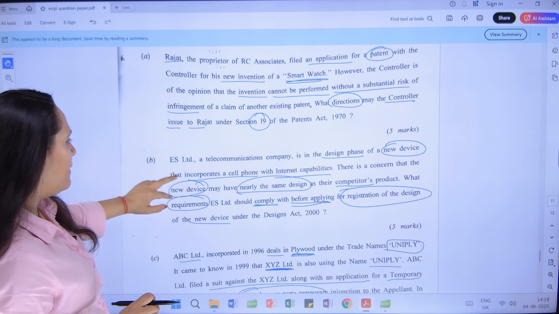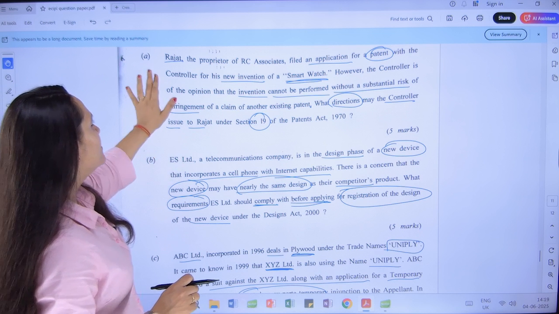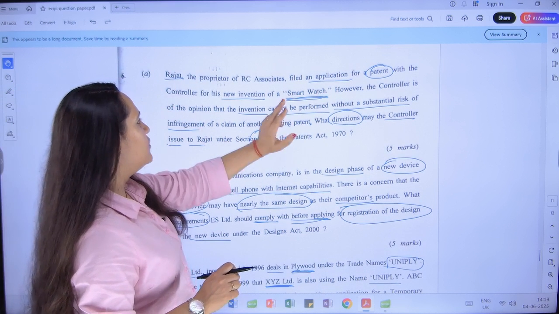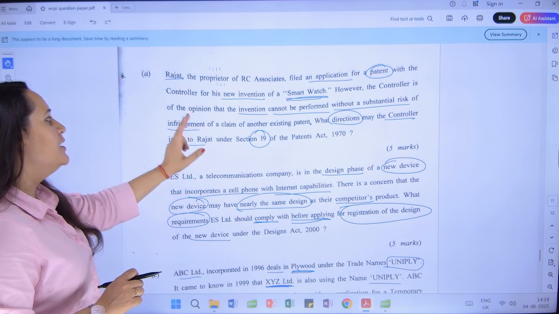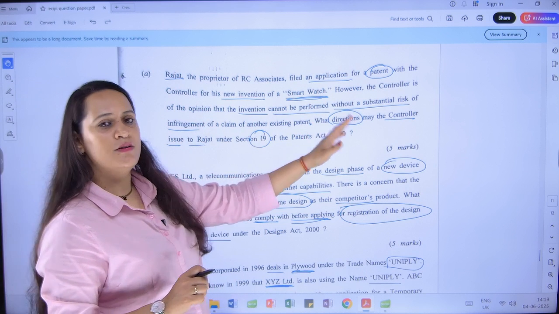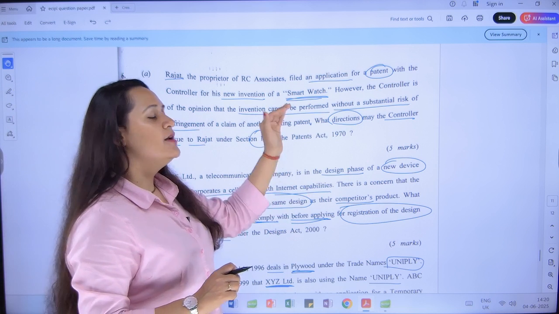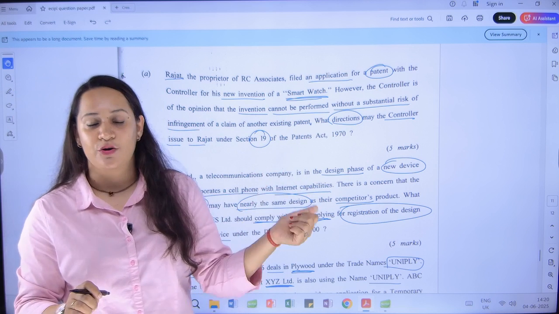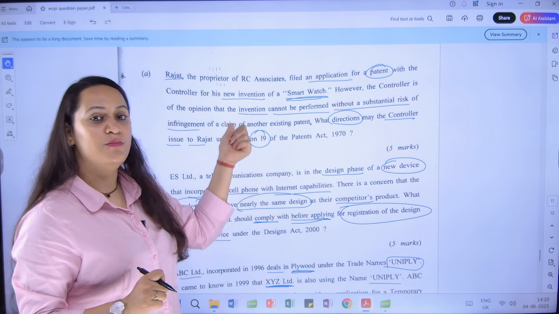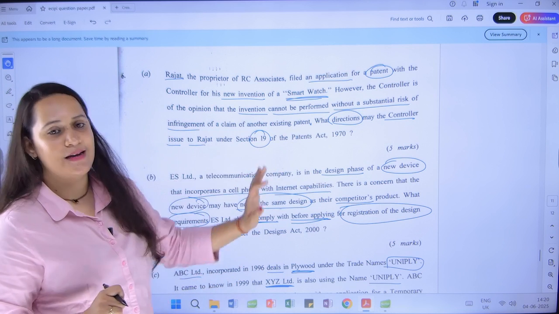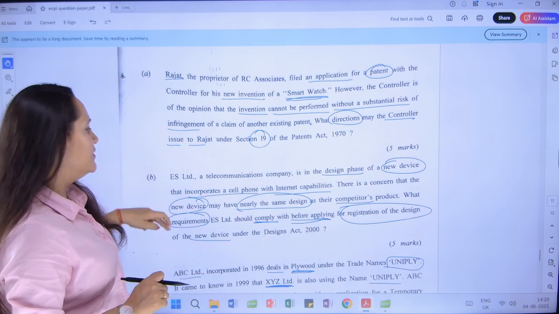No, so I combined two questions, sorry. So the 6A says that it was a patent for smartwatch which was a new invention, but the invention cannot be performed without a risk of infringement of another patent which was already existing. In this case, what is the direction that the controller of patent is going to give to Mr. Rajat under section 19 of the Patent Act is what is being questioned.